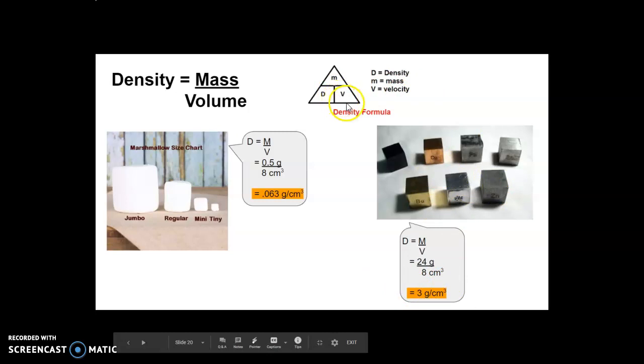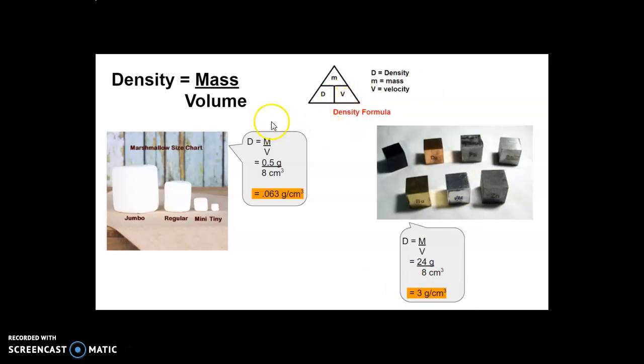Now I have this, I usually call this the density triangle. So to use this, you cover up the one you want to know. So if you want to know density, you cover that up and you're left with mass divided by volume. That's why they're situated how they are. You see that same equation over here. And you'll see this in a little bit on your other assignment.